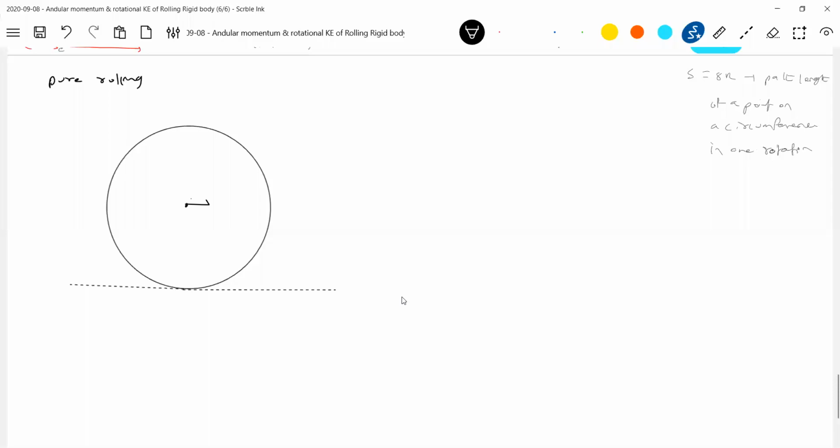Center of mass is moving with velocity Vc. All points are rotating with angular velocity. Let r be the radius. This one is point P. In pure rolling, what will happen? Velocity of point P will be 0. How do you write the velocity of point P? Vc minus r omega c.